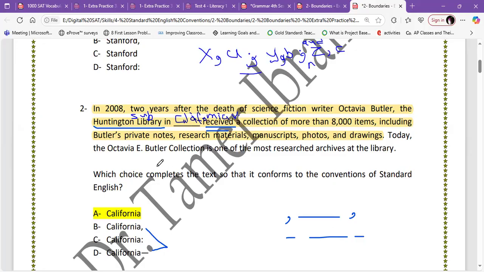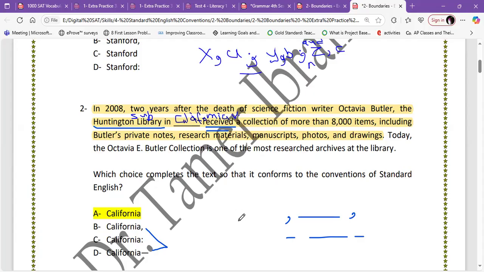Let's find out. He said what? In 2008, there's a prepositional phrase: two years after the death of science fiction writer Octavia Butler. Okay, this also is a phrase. The Huntington Library, the subject, in California received, the verb. Wait. If after the subject comma, before the verb comma. If after the subject dash, before the verb dash. If after the subject nothing, before the verb nothing. After the subject, nothing; before the verb, nothing.